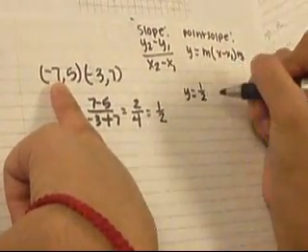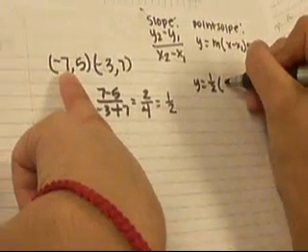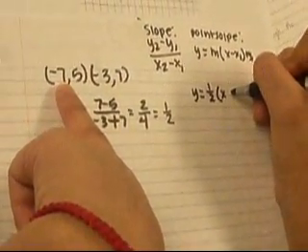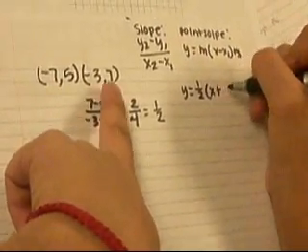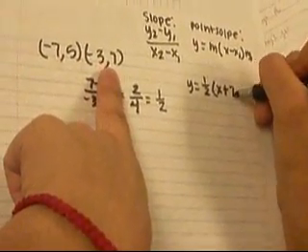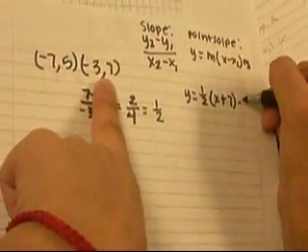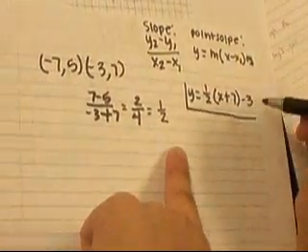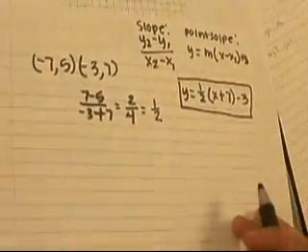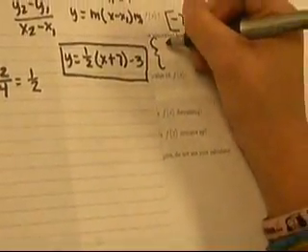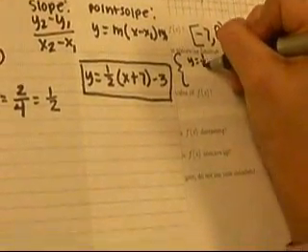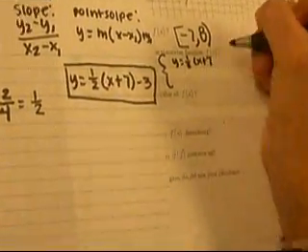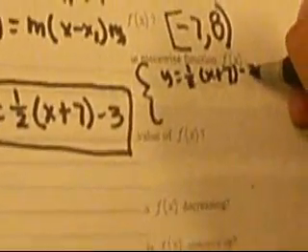My slope is 1/2 parentheses x. I'm going to use this one. Plus 7 minus 3. And this would be my first part of my piecewise function. So I'll go back and write it. Y equals 1/2 parentheses x plus 7 minus 3.